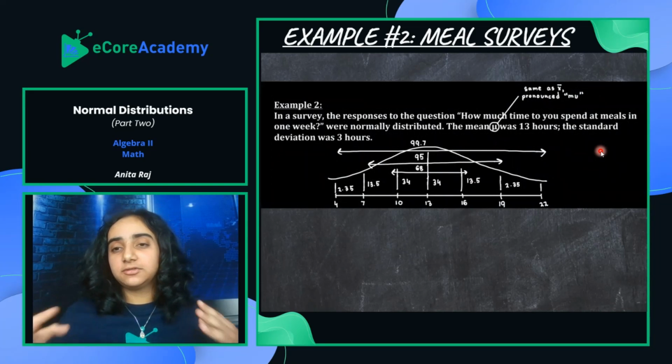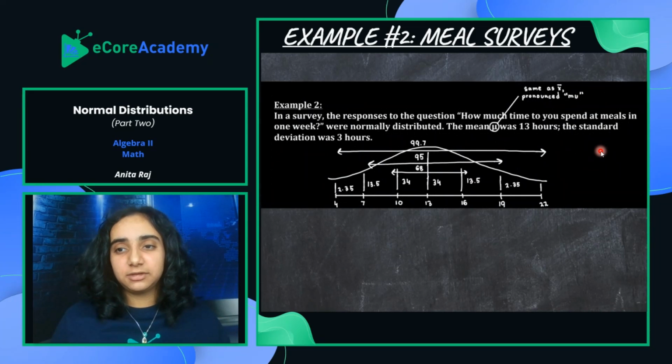Here's the problem. I took it directly out of the textbook because they did a good job explaining it. So this is a meal survey. In a survey, the responses to the question, how much time do you spend at meals in 1 week? I think there's a typo.